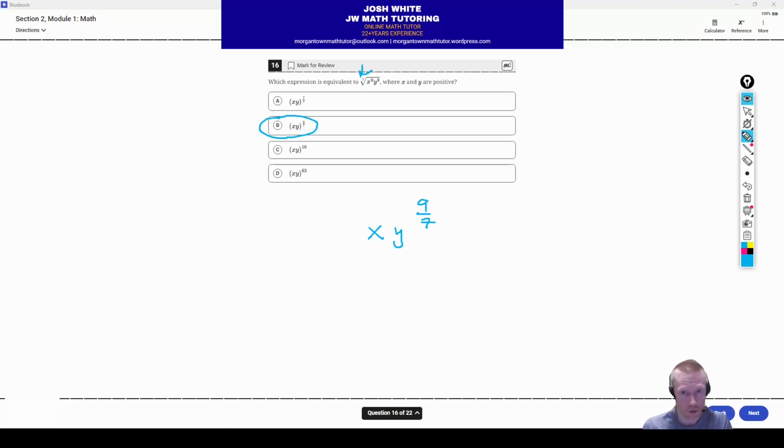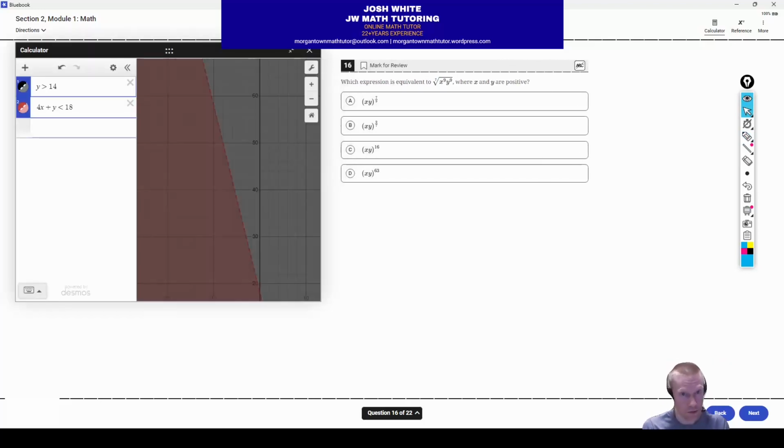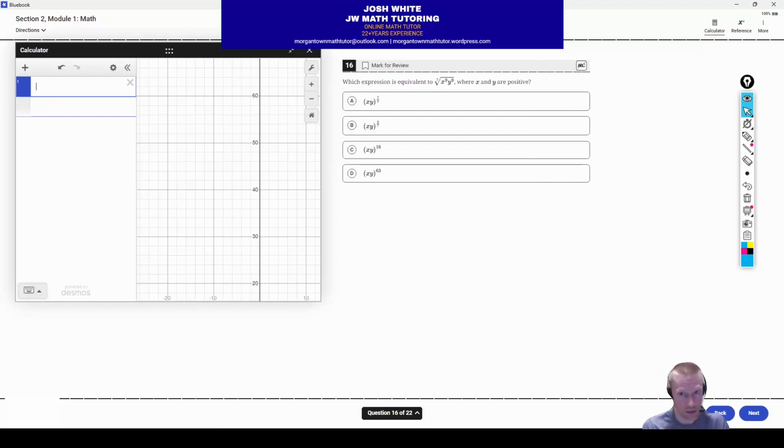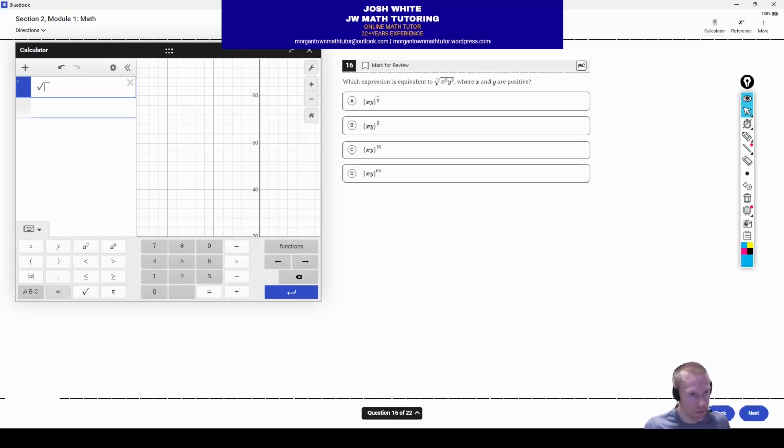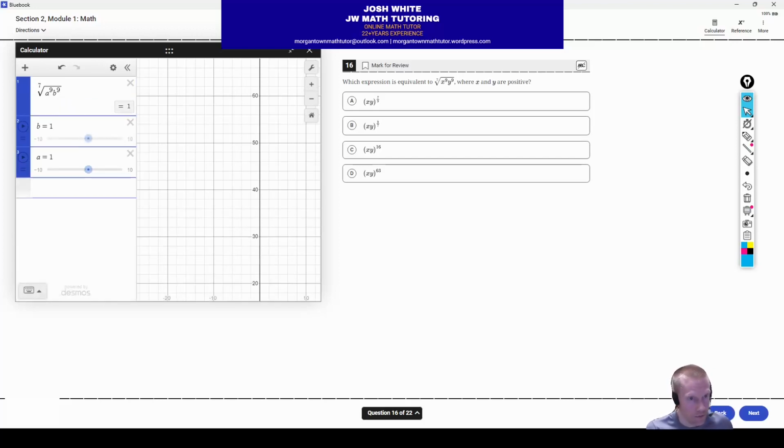Now, just to show you real quick, if you did not remember that, here's how you could use Desmos to basically get the answer and match the expressions. I'm going to put in a square root. Actually, no, I don't want a square root. Sorry, you've got to go over here to functions. This is what I want. I want the 7th root, and I want a to the 9th and b to the 9th.